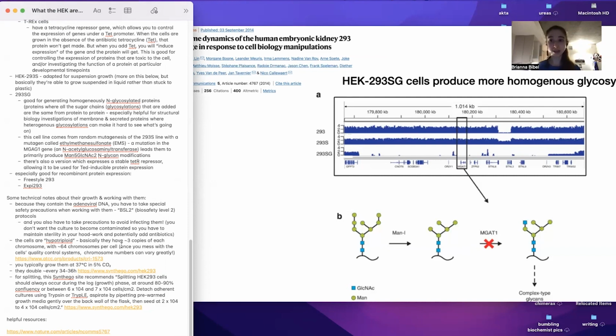The color of the media is going to indicate the health of the cells and the CO2 levels and things like that. So you don't want that media to get all yellowy. And yeah, they double about every 34 to 36 hours.